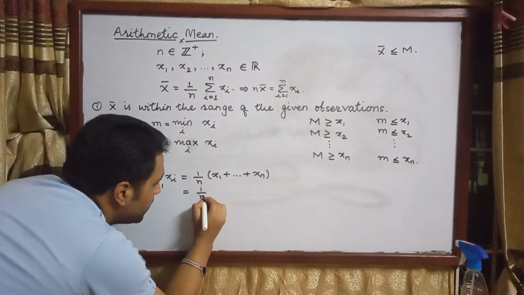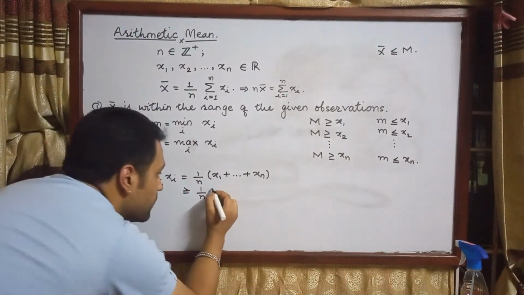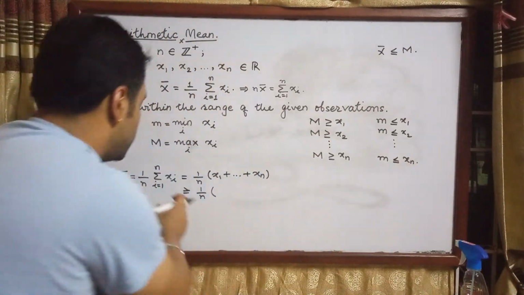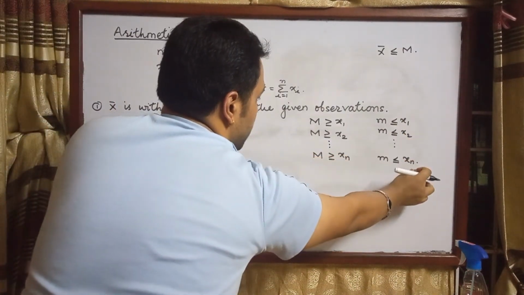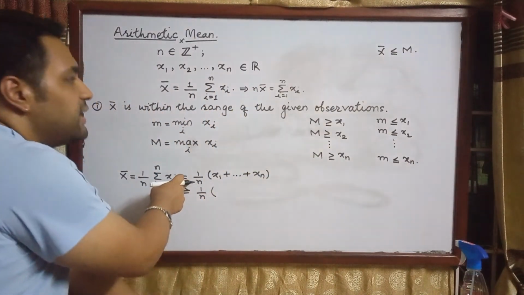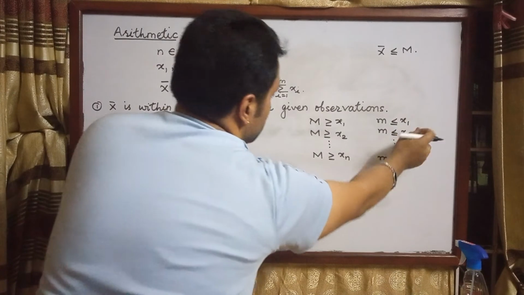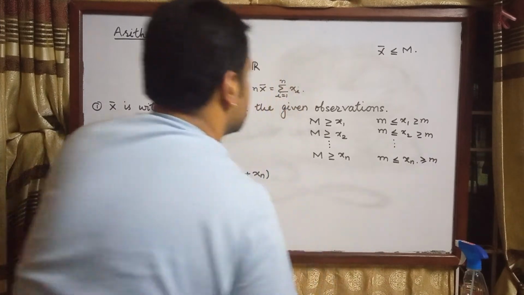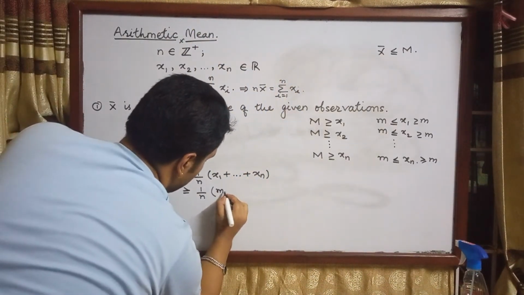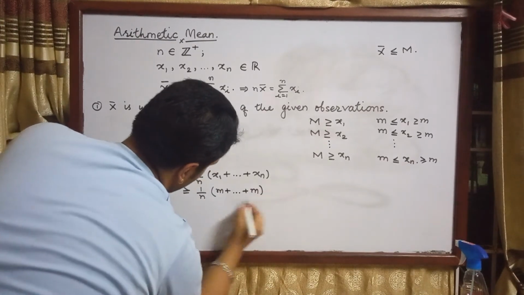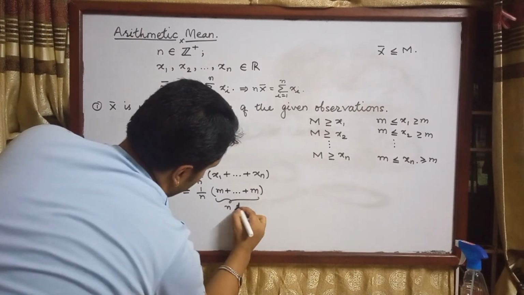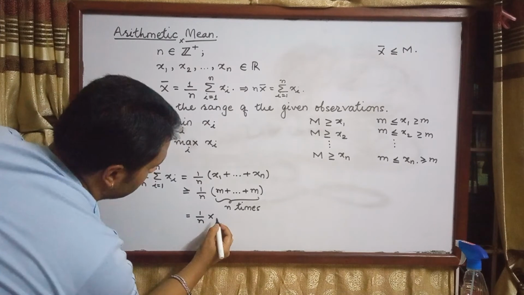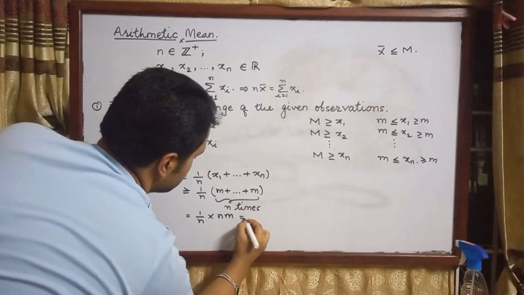This is greater than or equal to 1 over n times m. Replacing each of these values by m, we need to replace the equal sign by the greater than or equal to sign, okay? Because this is m, there are n different m's, so this is equal to 1 by n times nm, which is equal to m.